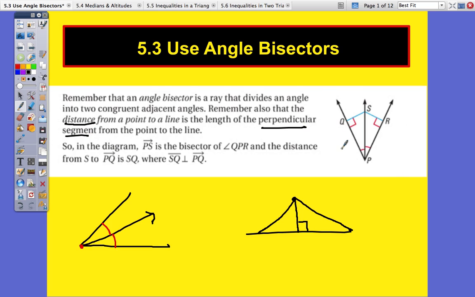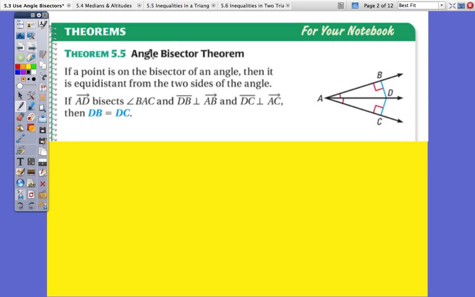In this diagram to the right, ray PS is the bisector of angle QPR. And the distance from S to PQ is SQ. See how this is perpendicular? The distance from this whole entire ray to this ray is this distance right here. And likewise on the other side, segment PR, the distance from PS to PR is segment SR. Now let's see how we're going to use these angle bisectors.